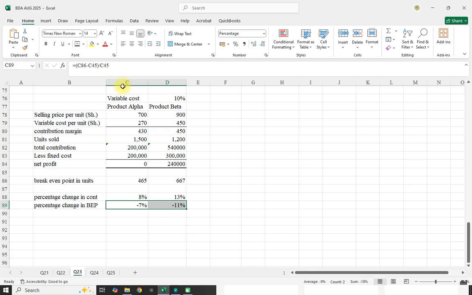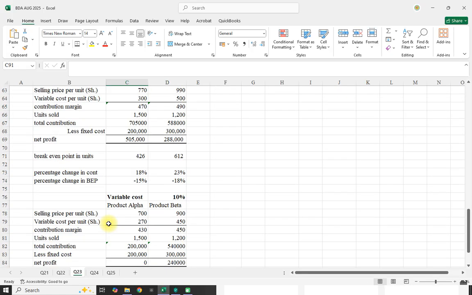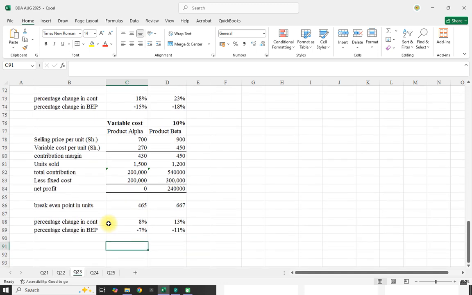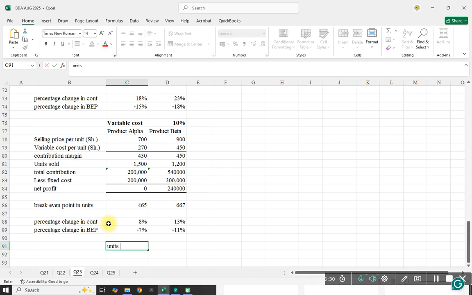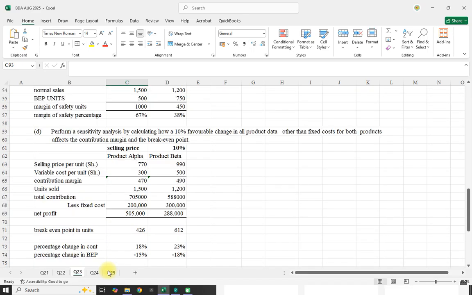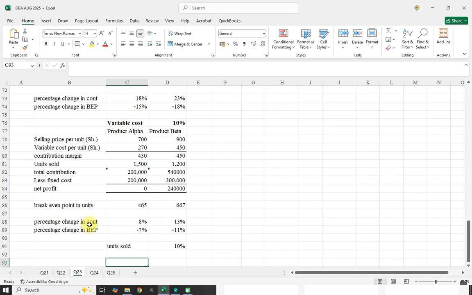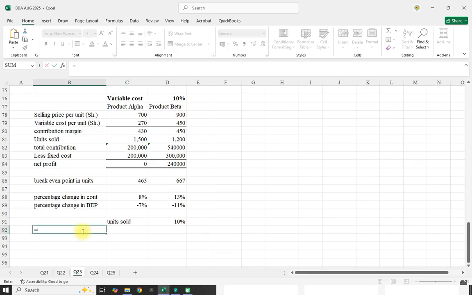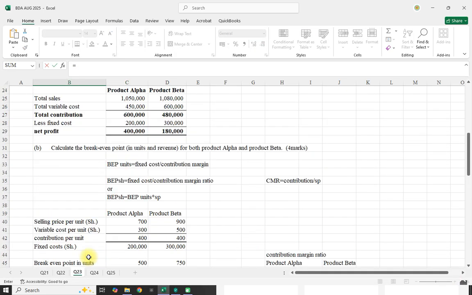So the other variable that will not have an effect on break-even point is the sales units. Remember the sales units sold. When you look at the units sold, this one will not have an effect. The units sold doesn't have any impact on the break-even point. And we are calculating the break-even point. It will not affect, because we just need the fixed cost and the contribution. So that one will not have any effect.